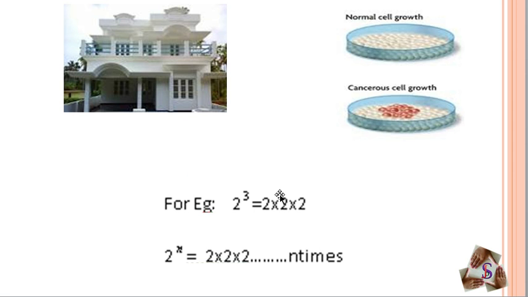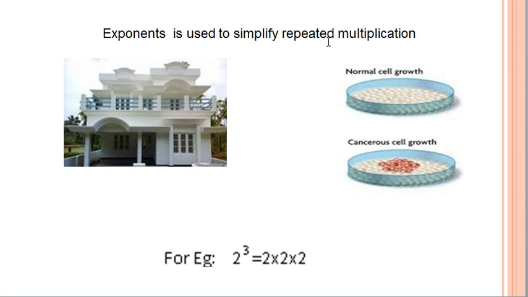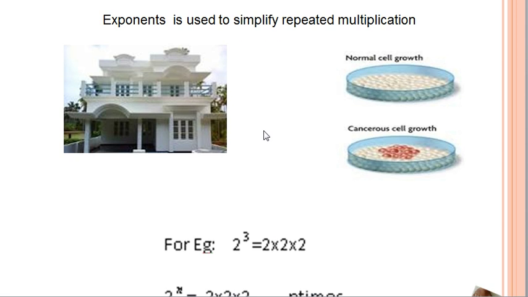Now we have written this number in exponential form, 2 to the power of 3. So what does it tell us? It tells us that we should multiply 2 3 times. So it is 2 into 2 into 2. So 2 to the power of n means I need to multiply 2 n times. So it's 2 into 2 into 2, n times. Since 2 is being multiplied again and again, it is called a repeated multiplication. So exponents are basically used to simplify repeated multiplication.